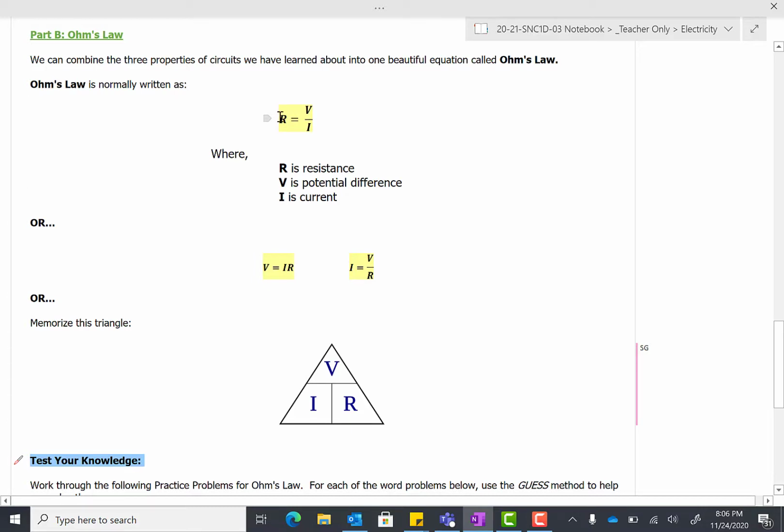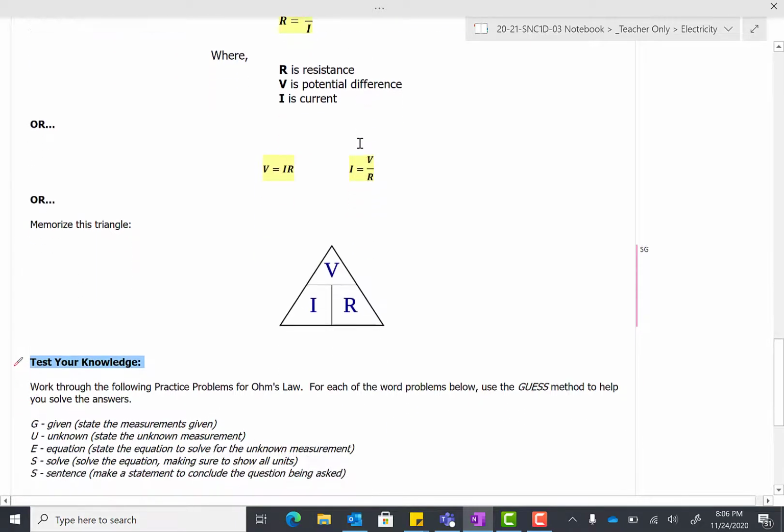And in this case, we're using R for resistance and two letters that we've seen in previous lessons, V for potential difference and I for current. So Ohm's law is resistance is equal to potential difference divided by the current. I've also rearranged the equations here for you. So if you were solving here for potential difference, it is I times R, or current times resistance. And if you wanted to solve for current, you have potential difference over resistance.